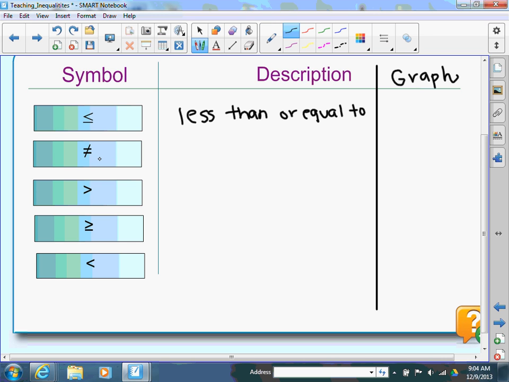What about this symbol? Oh, got to graph. For less than or equal to, if you see this symbol and you have to graph it, it's going to be a closed dot. So draw a closed circle, closed dot. That'll make more sense in just a second.